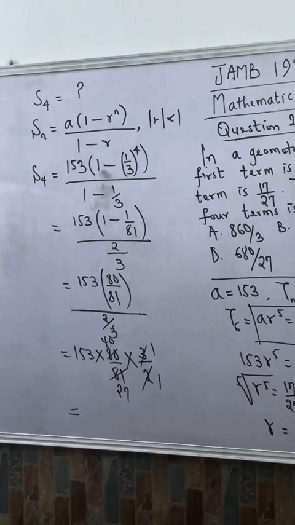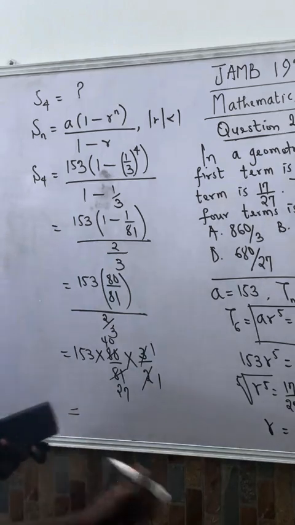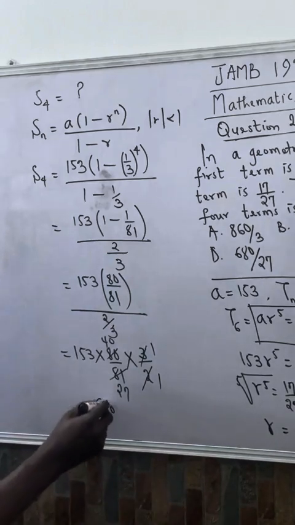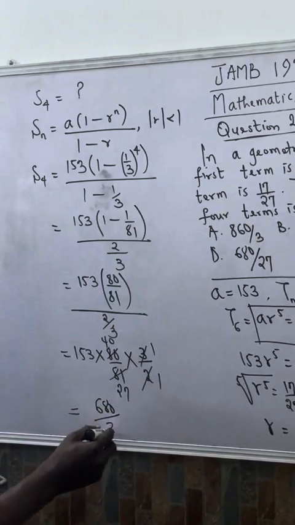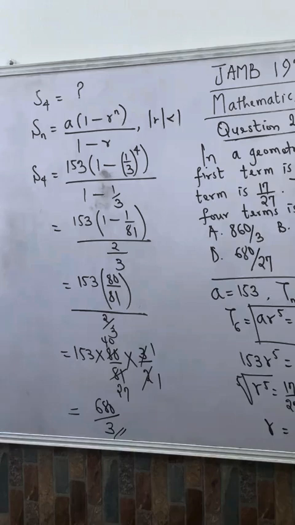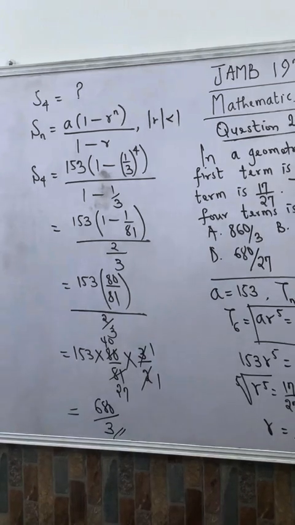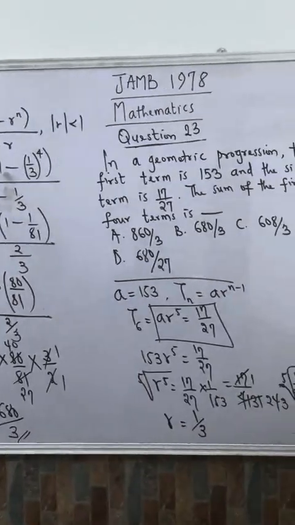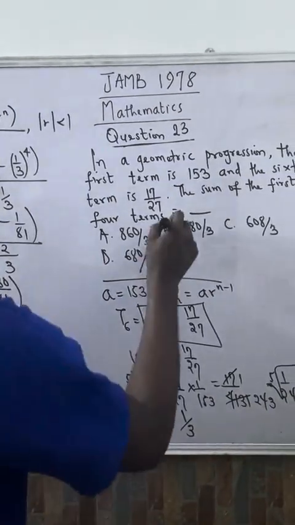153 times 40 divided by 27. That gives me 680 over 3. So if you look at the options, you will clearly see that option B is the correct answer. Let's go. Option B.